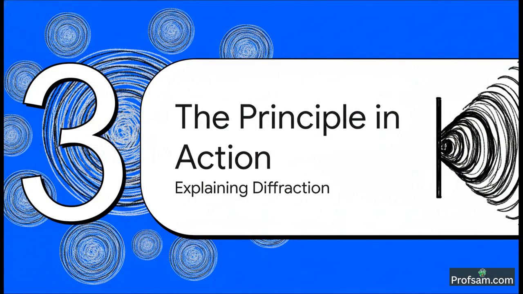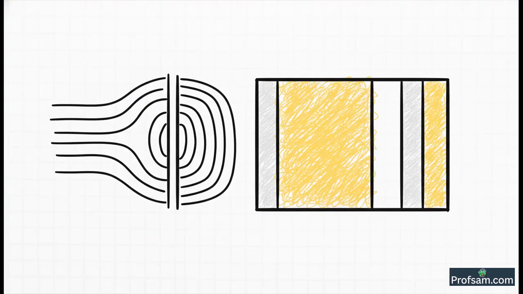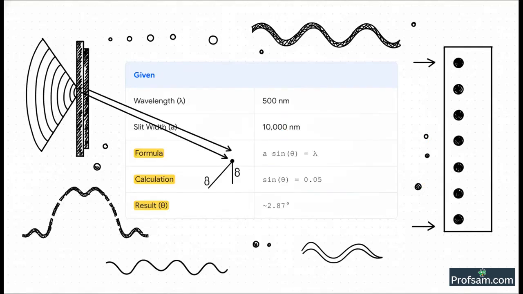So, the big question is, how does this idea of tiny ripples actually help us predict what light will do, especially when it passes through a narrow opening, a concept we call diffraction? Let's see how this works with a really simple example, the kind that often comes up in exams. We're going to calculate where the first dark spot will appear when light passes through a single tiny slit. Let's look at the math.